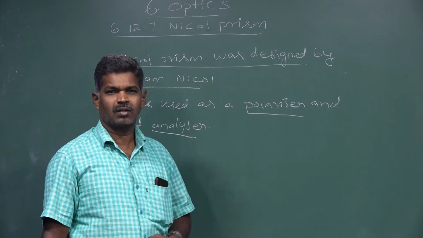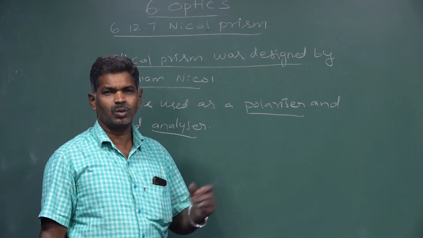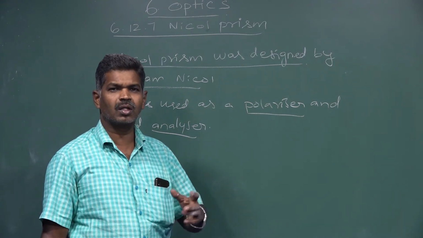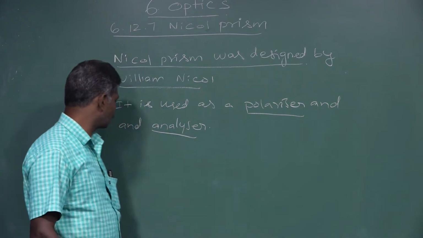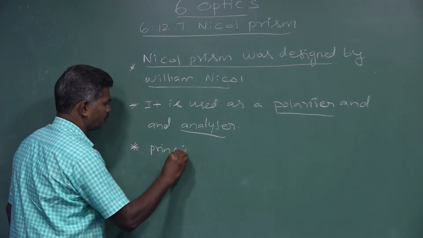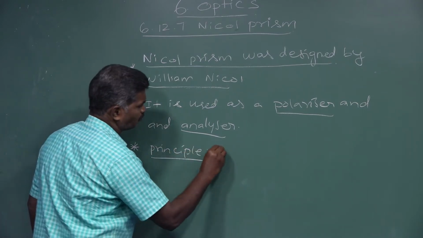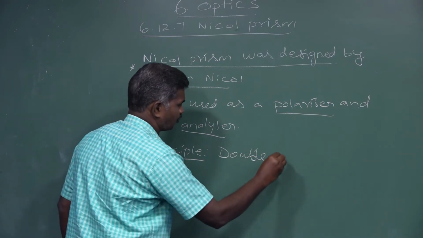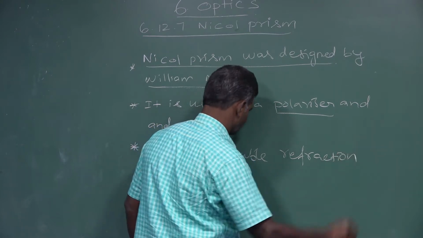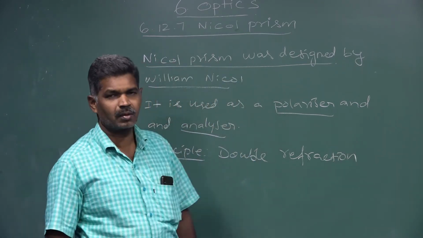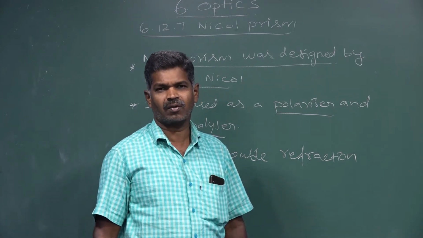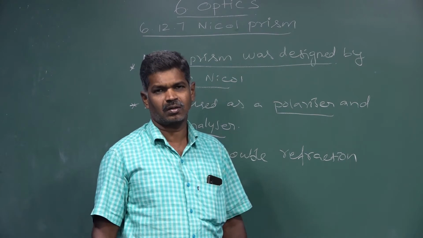What principle did William Nicol use? He used the double refraction principle. Double refraction is used as the principle. The most common Nicol prism is made up of calcite crystal.